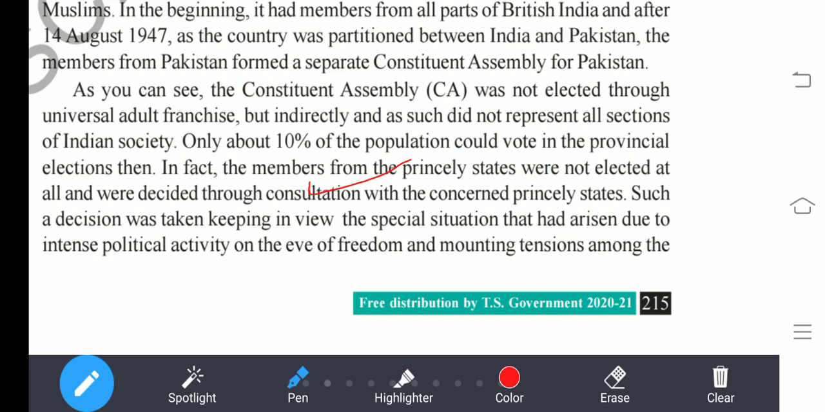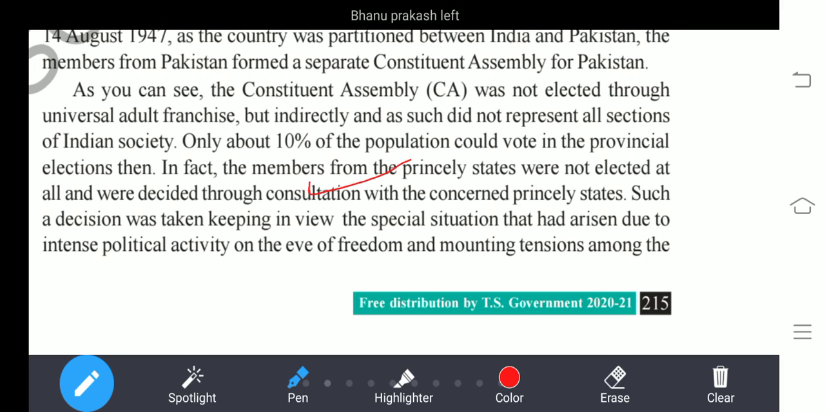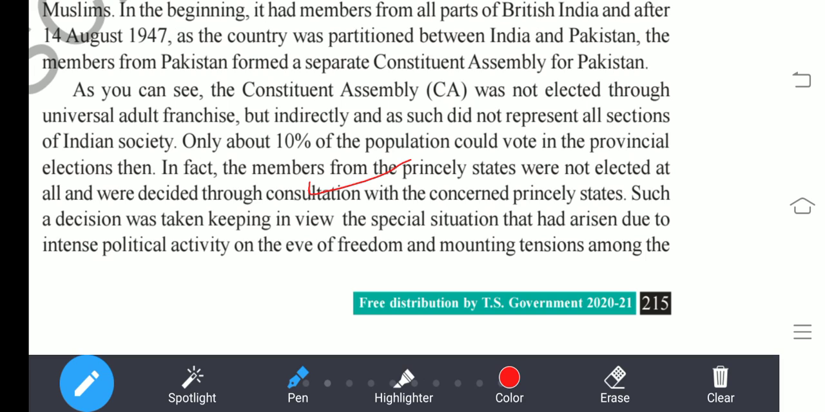Why were these members of the princely states not elected into the Constituent Assembly? Because it was a special situation when the Britishers announced that independence was given for India. Along with India, independence was given for princely states. At the time of giving independence, the Britishers also created trouble for India.